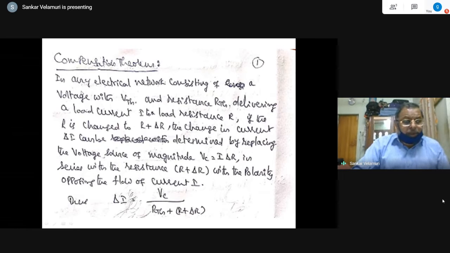So I repeat this. In any electrical network consisting of a voltage source V Thevenin and resistance R Thevenin, delivering a load current I to a load resistance R, if R is changed to R plus delta R, the change in current delta I can be determined by replacing it with a voltage source of magnitude VC equal to I into delta R, in series with the resistance R plus delta R, with the polarity opposing the flow of current. R plus delta R may be an increase in resistance, so it should oppose and the current will decrease, so you have to inject it in the opposite direction. Delta I is equal to VC by R Thevenin plus R plus delta R.